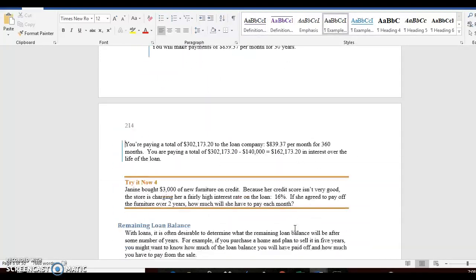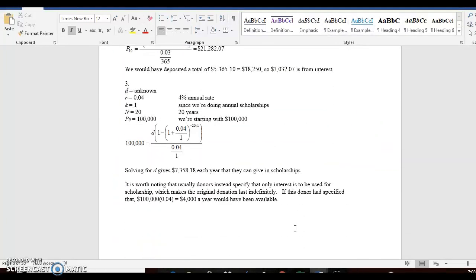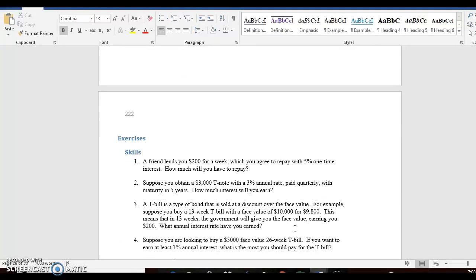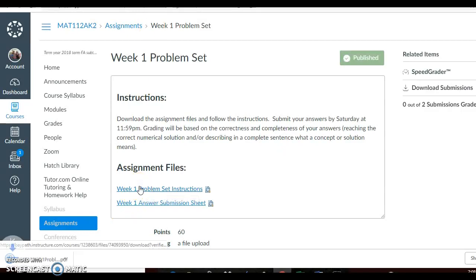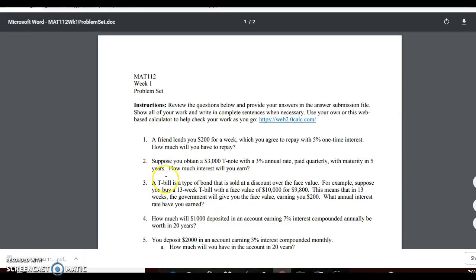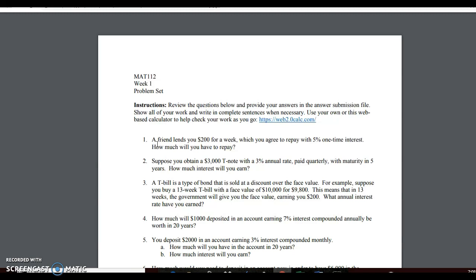And then when you get to the very bottom here, that's where you're going to get to those questions. So these are some try it nows, and then we have some exercises. So you see how number 1 here, a friend lends you $200 for the week. That is very similar to our very first question, which was finding that interest: a friend lends you $200 for a week, which you agree to repay with 5% one-time interest. How much will you have to repay?